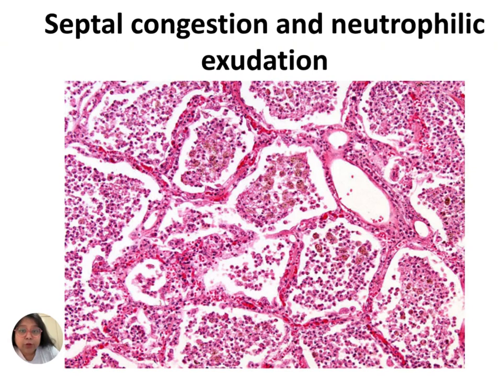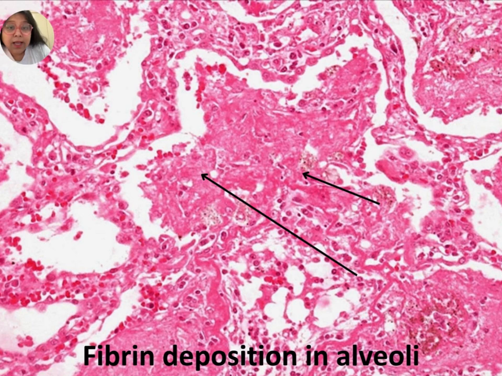This micrograph shows septal congestion and neutrophilic exudation. You can note the congested septa and the neutrophils within the alveoli. In this micrograph, you can appreciate fibrin deposition in the alveoli.